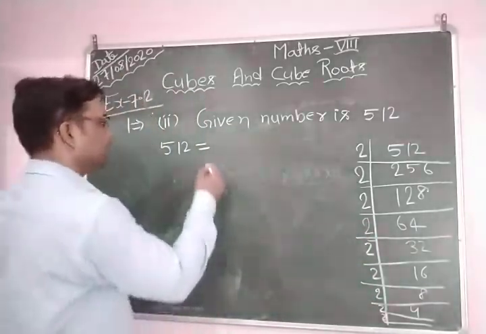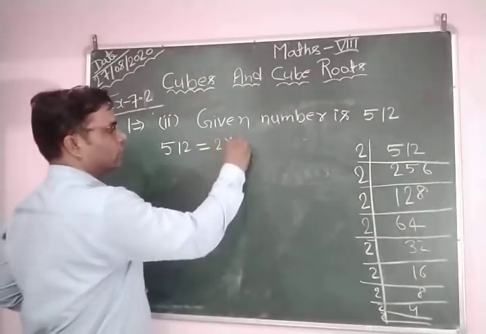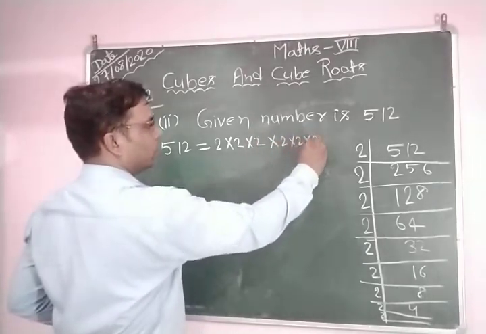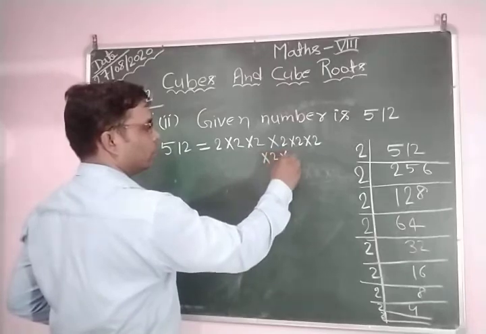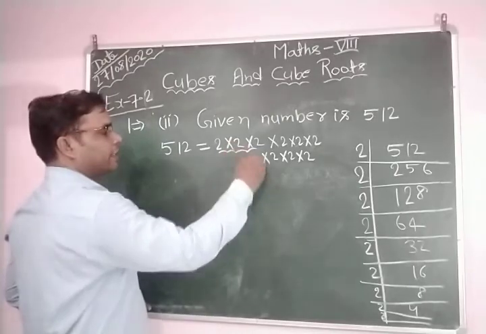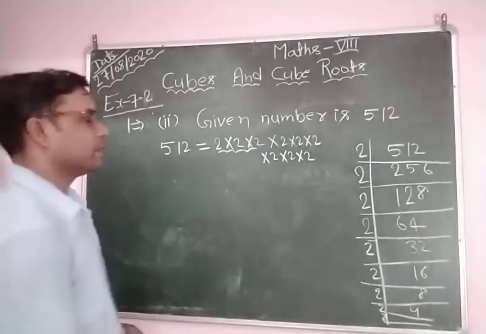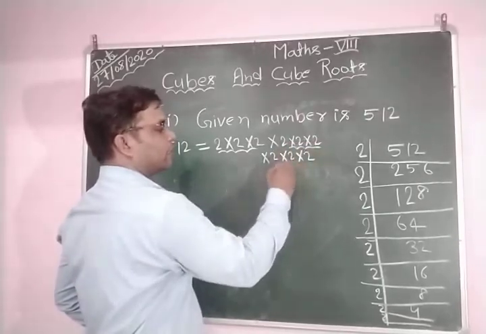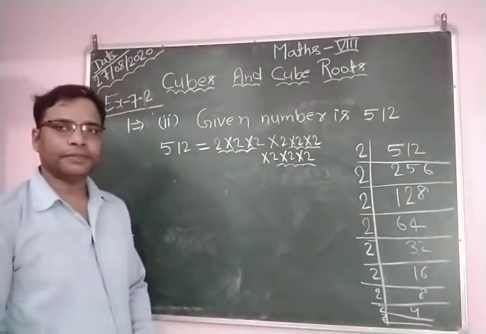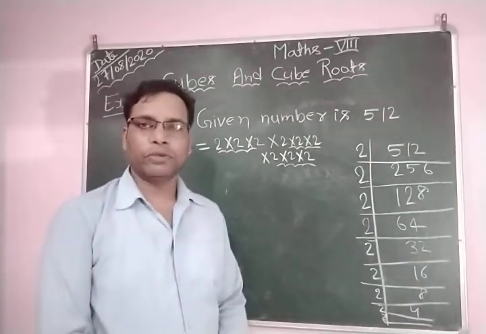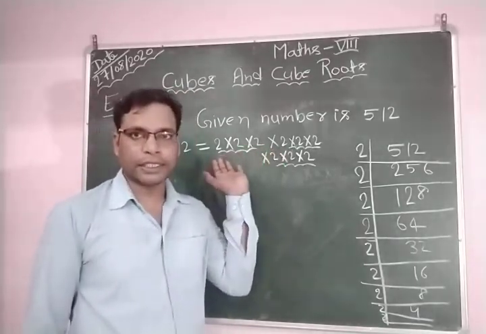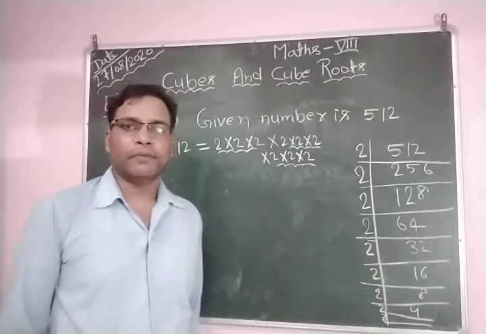So you can express it as 2 into 2 into 2 into 2 into 2 into 2 into 2 into 2 into 2. You can see this is a group triplet of equal prime number 2, this is a group triplet of equal prime number 2, and this is a group triplet of equal prime number 2. We need to find the cube root of 512. First we expressed it as a product of prime factors.